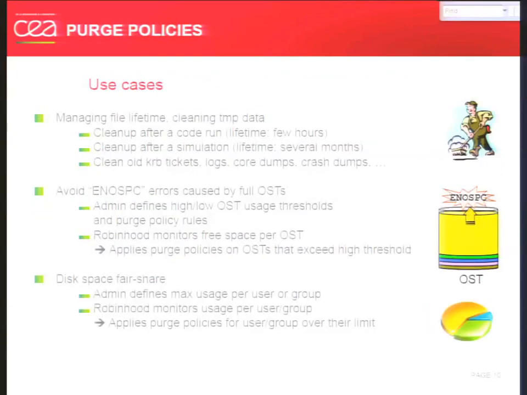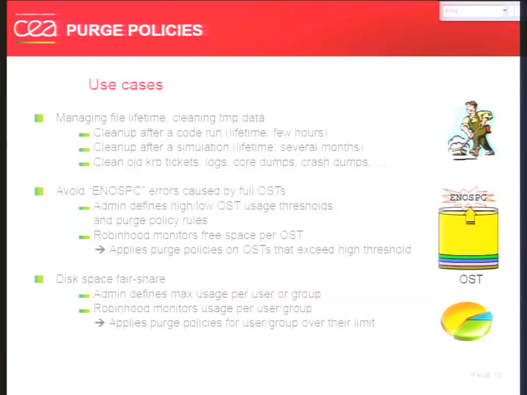Here are different use cases as examples of how ROBINHOOD could be useful. Managing file lifetime: mainly it's cleaning temporary data for Scratch file systems in Lustre. It's very common. So you can have different rules to clean a file which is not needed after a code run, for example after a simulation. In this case, the lifetime will be different, so you will use different rules. You can also clean all the crash tickets, logs, dumps, and so on. So for managing and cleaning, this is interesting.